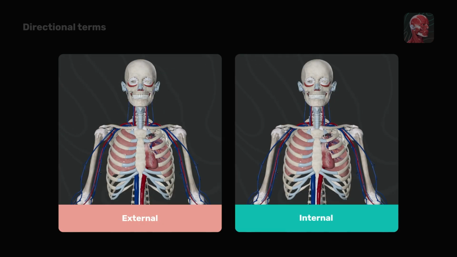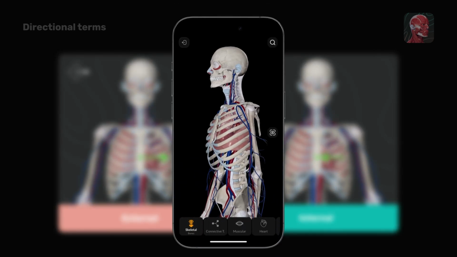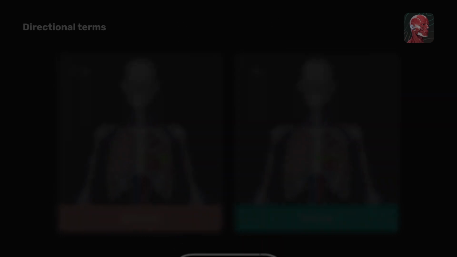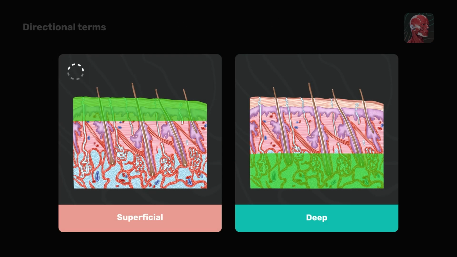Another pair of terms are external and internal. They usually describe the position of a structure relative to the center of a particular organ or cavity. For example, within the thoracic cavity, the heart is located more internally compared to the ribs. The terms superficial and deep describe the position of an object relative to the body surface. For example, the skin is more superficial than the muscles.